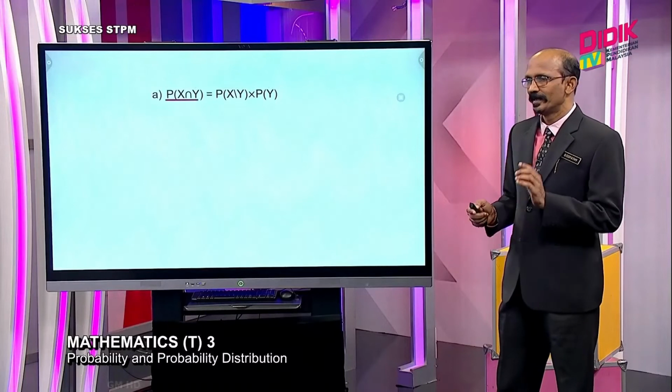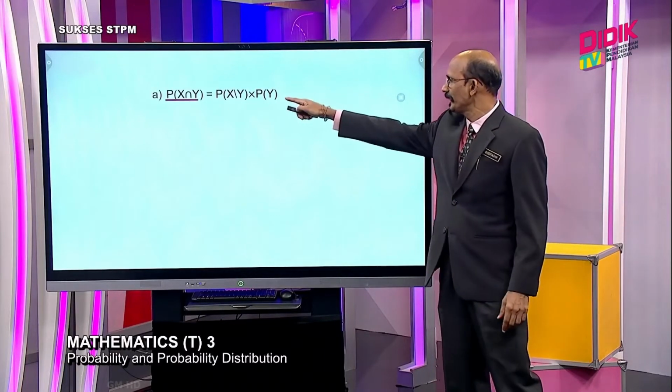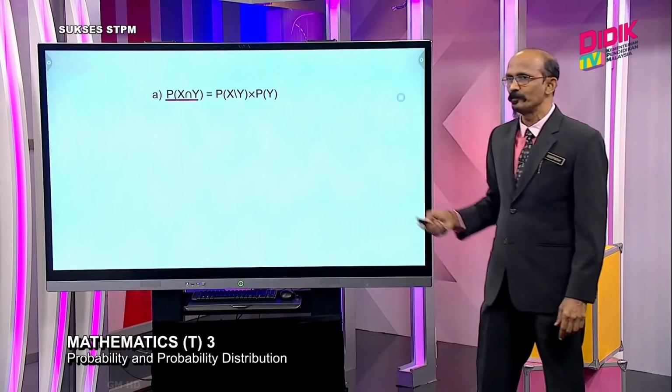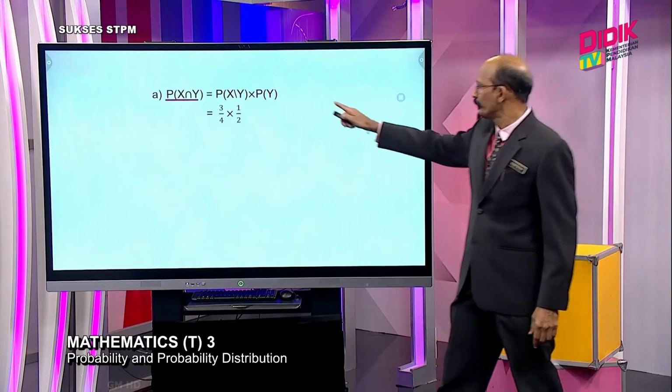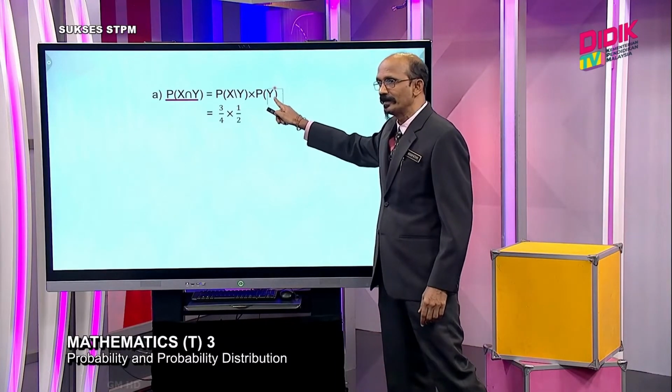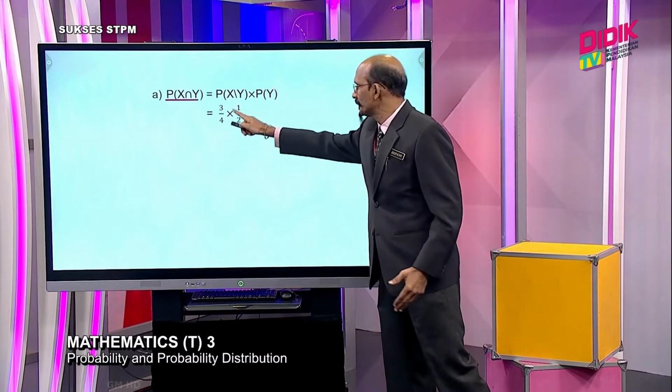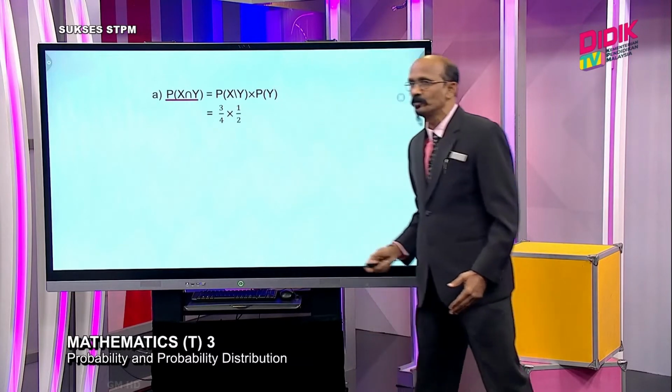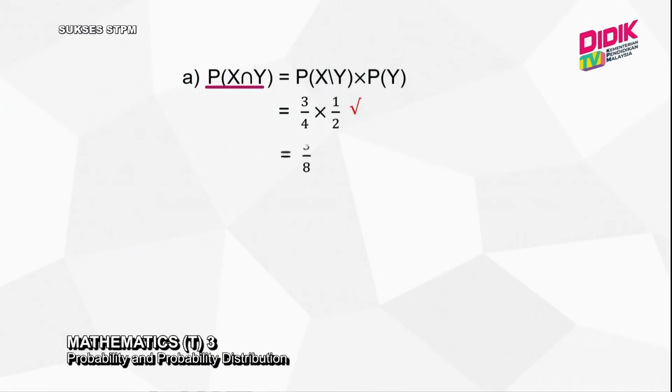So let us see. Question A, because it says both, I use probability of X intersect with Y. So I use the main formula, which you get from the formulas just now. We substitute 3 over 4 times 1 over 2, and we get 1 mark there. Then my answer 3 over 8, I get 1 mark. So you get 2 marks. Very straightforward question, but you should be able to convert the statement.